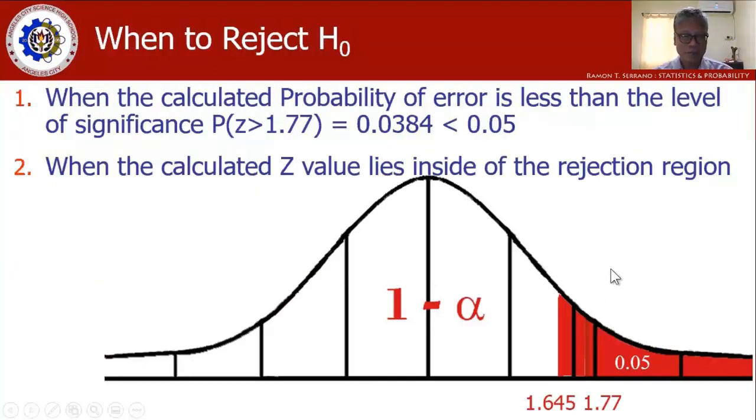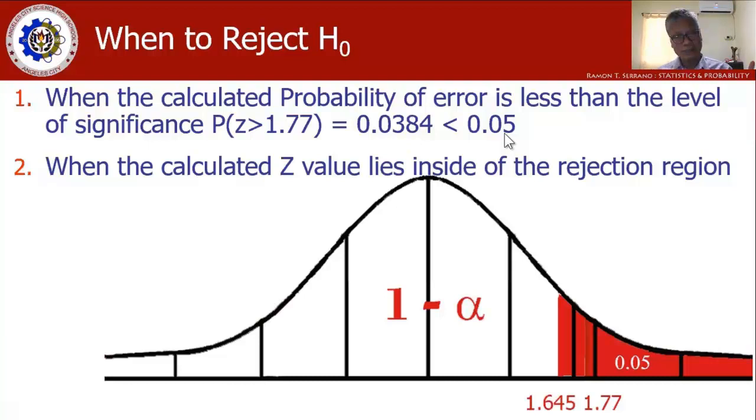Okay. Now, let's take a look at this summary. When to reject the null hypothesis? The first rule is when the calculated probability of error is less than the level of significance. In this case, 0.0384 is less than 0.05. I can now reject. The probability of committing a type 1 error is less than the probability that I set as my level of significance.